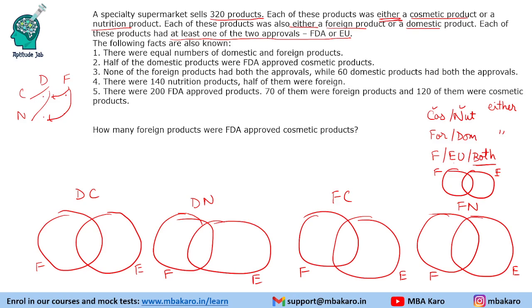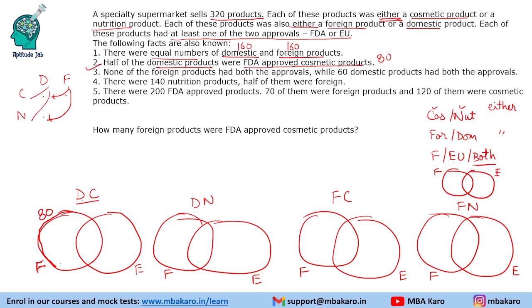We have only five statements now. There were equal numbers of domestic and foreign products. So 160 domestic products and 160 foreign products. Half of the domestic products were FDA approved cosmetic products. So 80 products are FDA approved cosmetic products. So these are domestic cosmetic products and these are FDA approved. So this Venn diagram, the total composition is of 80.